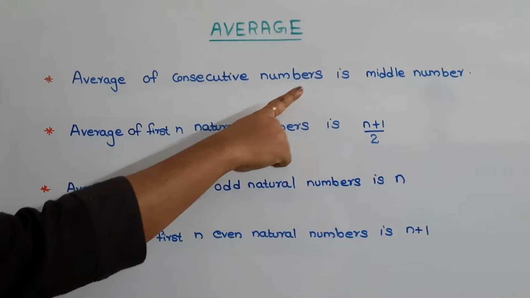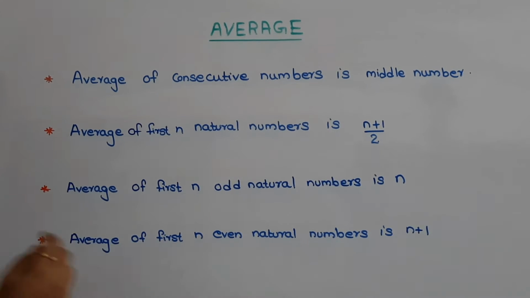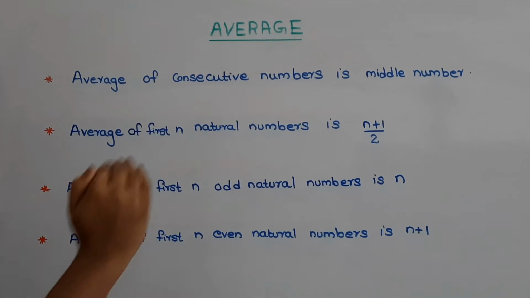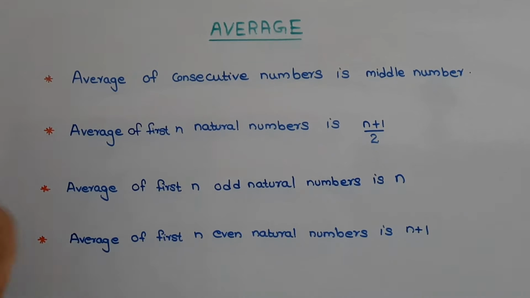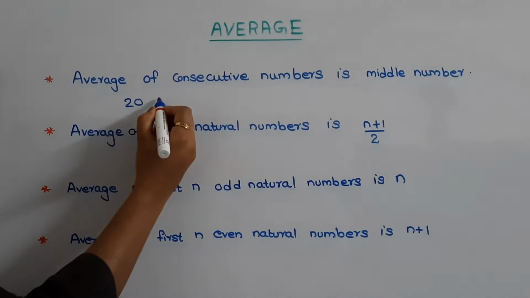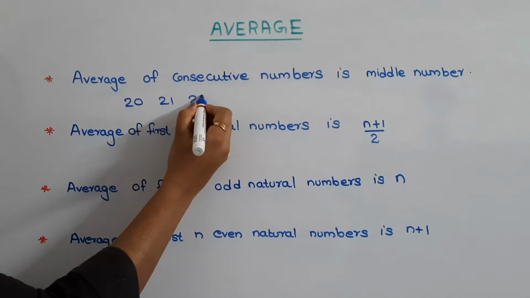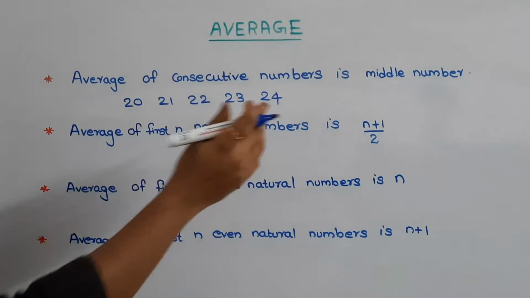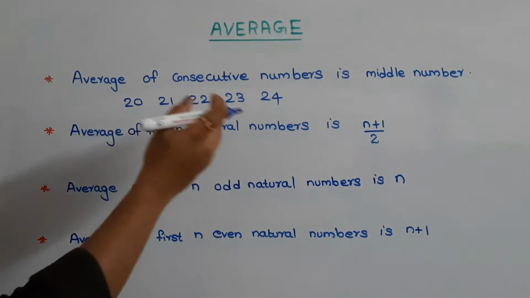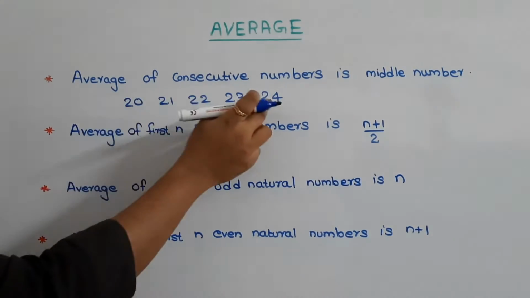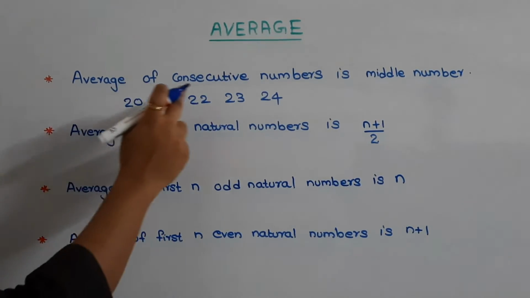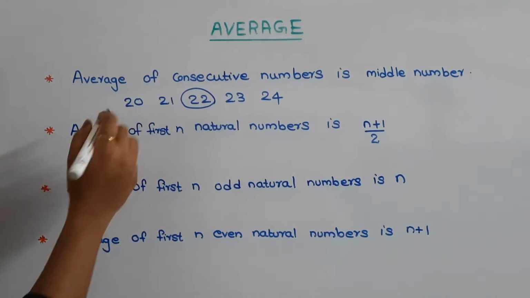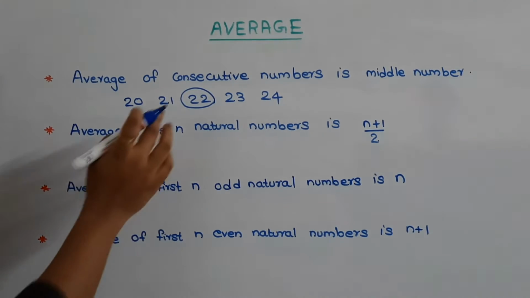Average of consecutive numbers is the middle number. So what are consecutive numbers? The numbers that follow each other continuously in the order from smallest to largest are known as consecutive numbers. For example, 20, 21, 22, 23 and 24. These are consecutive numbers because they follow each other continuously in the order from smallest to largest. So the average of consecutive numbers is the middle number. Here the middle number is 22, hence the average of these numbers is 22.